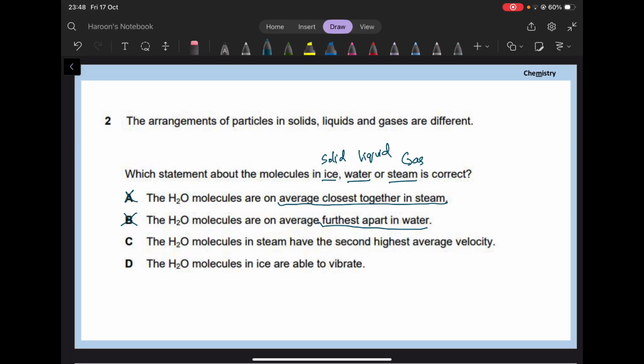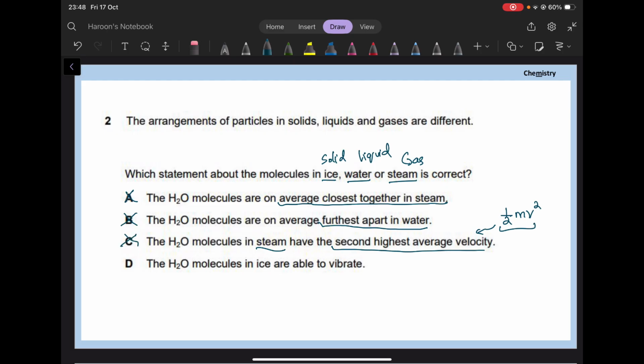The H2O molecules in steam, so the gaseous state, have second highest kinetic energy and second highest average velocity. Velocity has everything to do with kinetic energy. For those who are studying physics, the kinetic energy formula is half mv squared, where v is the velocity. So if you have greater kinetic energy, you have greater velocity or speed. They have the highest kinetic energy, so highest velocity. So not second highest. C is out.